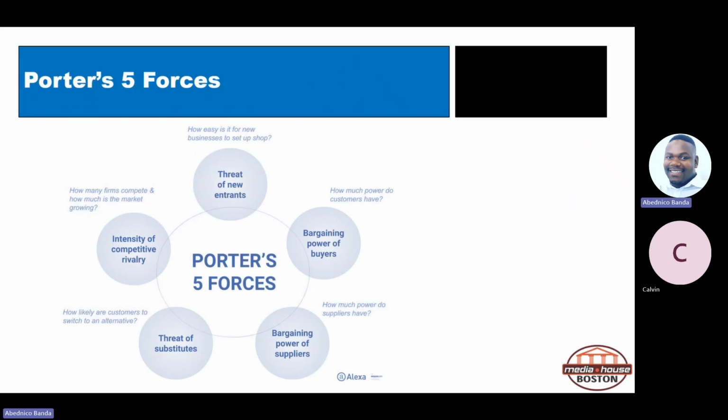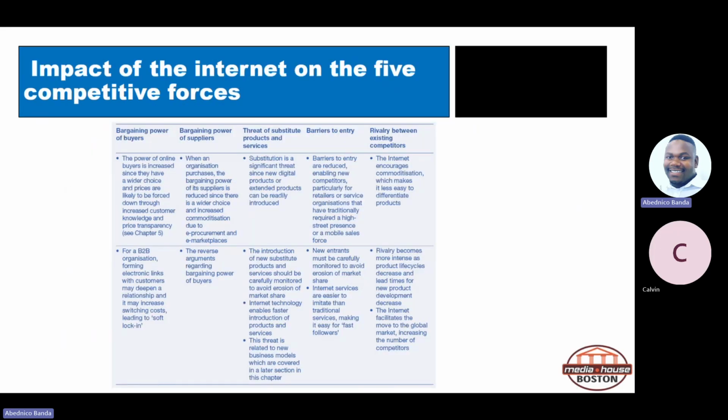Then, of course, you can look at the intensity of competitive rivalry. How many firms compete and how much is the market growing? So those aspects are always crucial, and they are now more discussed in detail here. I'm not going to read all through that because it is already available in your textbook.